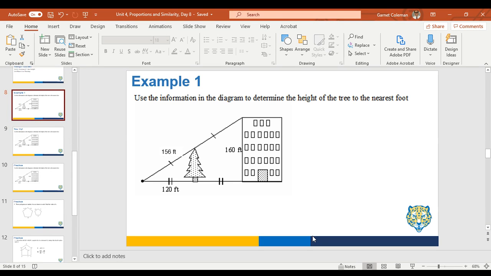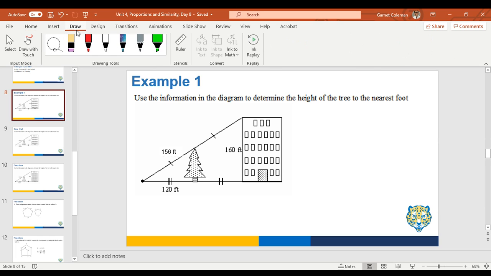This is example 1. So we're going to use the information in the diagram to determine the height of the tree to the nearest foot. There are 2 different ways that you can solve this. We have these tick marks right here that mean that these segments are equal. So the tree is a mid-segment.